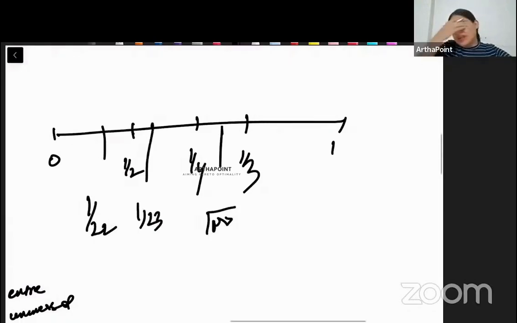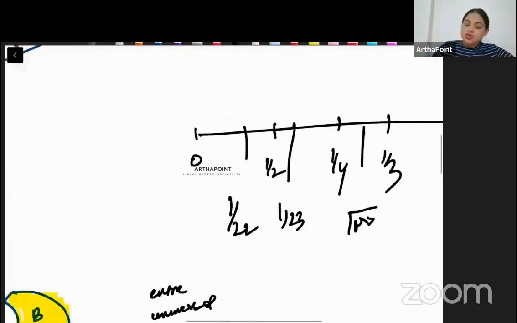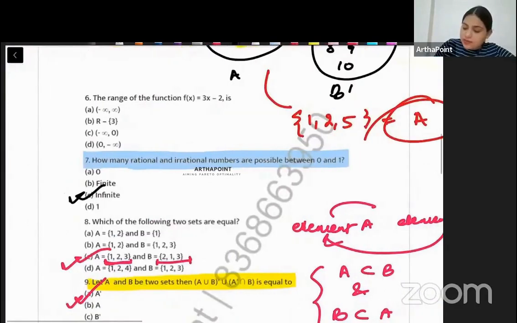ये सब 0 से 1 के बीच में आएगा. I cannot count those numbers. They are infinite numbers between 0 and 1. है ना? So the answer to this question, beta, it will be infinite.